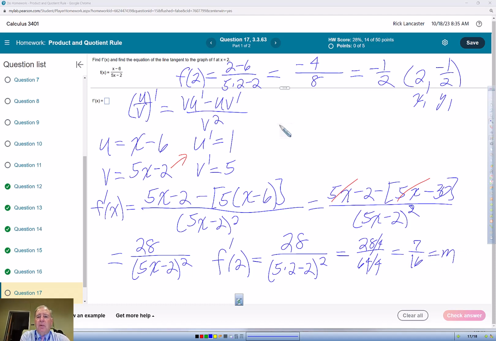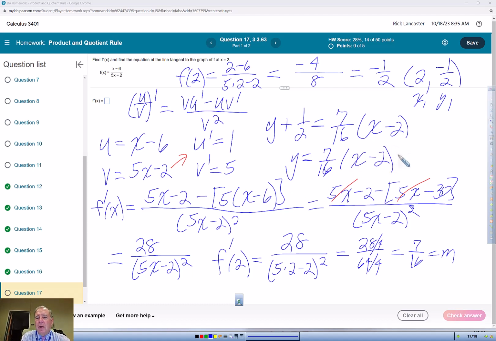We can now do the point slope form. y minus a negative 1/2 is y plus 1/2 equals 7 over 16 times x minus 2. If we want to get the y by itself, y equals 7 over 16 times x minus 2, then minus 1/2. We'll go put those two answers in.